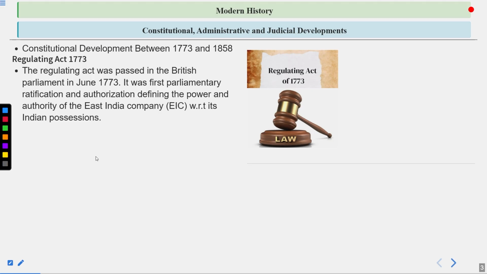Also, under this Regulating Act, a lot of different things were added, like the first Supreme Court of our country, which was established later in 1774 in Calcutta. And the first Chief Justice of that Supreme Court was Elijah Impey. And do remember that the Supreme Court had the power to give judgments regarding the functions of the East India Company and not the whole country.